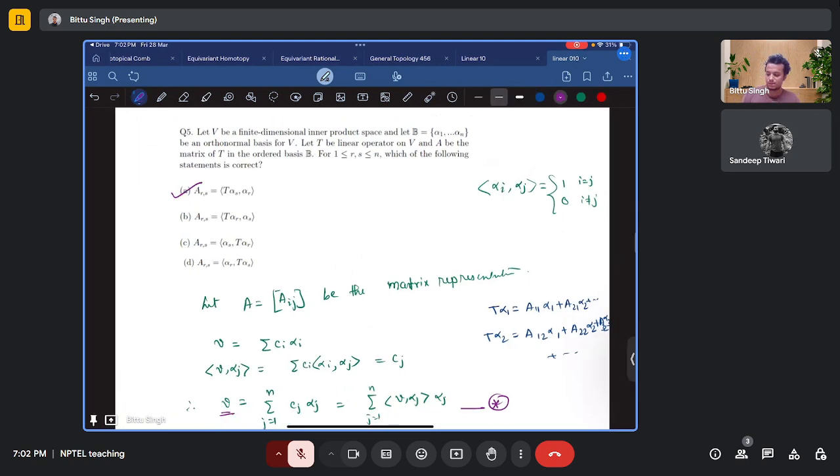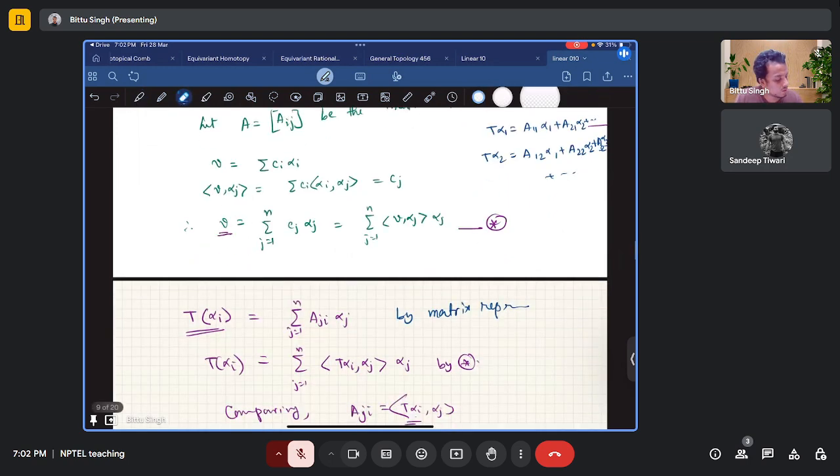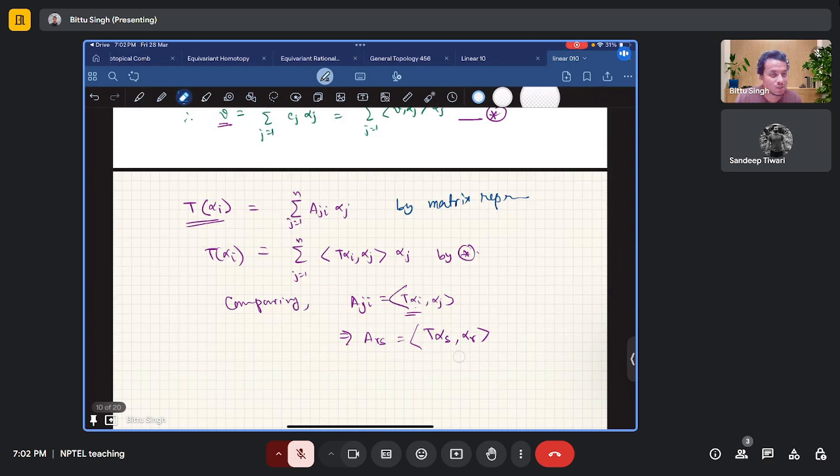Is it clear? Yes, sir. Because in matrix representation we do not actually put those in rows. We just put those things in columns. Yes, sir. We take the transpose of that thing. That's why the indices are in the opposite way.